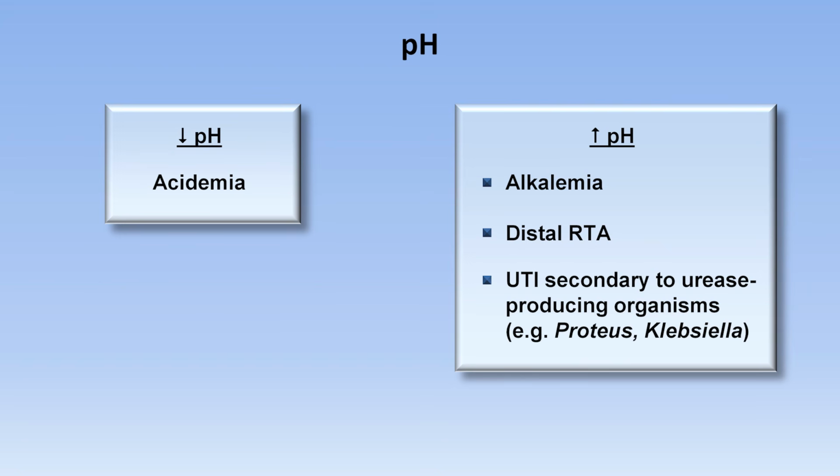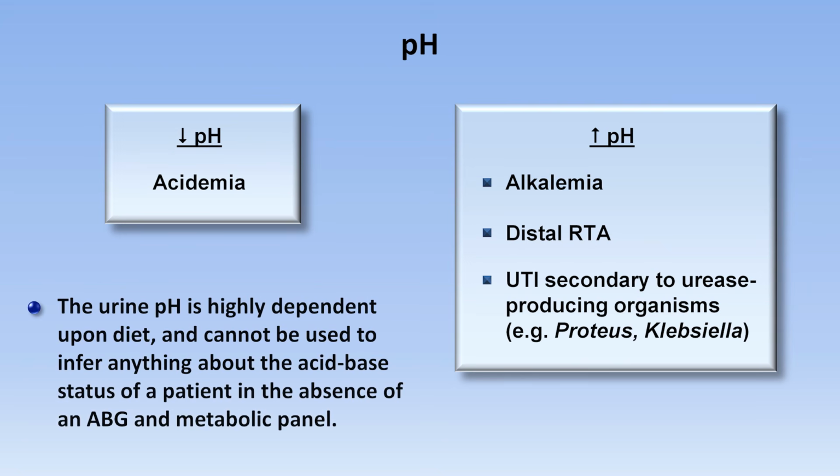One very strong point of caution, however: the urine pH is highly dependent upon diet, and therefore one should not use it to infer anything at all about the acid-base status of a patient in the absence of an ABG and metabolic panel. So, for example, having a urine pH of 5 absolutely does not mean that a patient's serum pH is necessarily abnormal, or that there is anything at all pathologic going on. The urine pH can only be interpreted within the context of other labs.